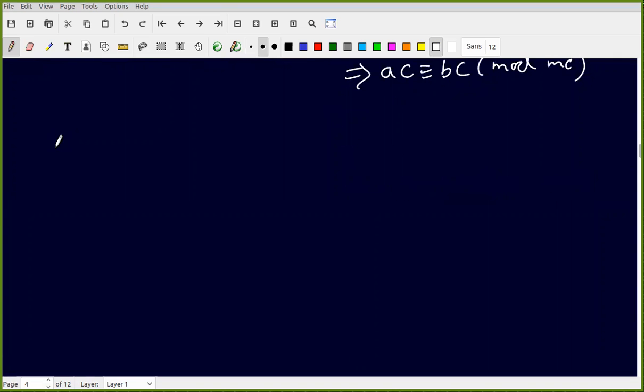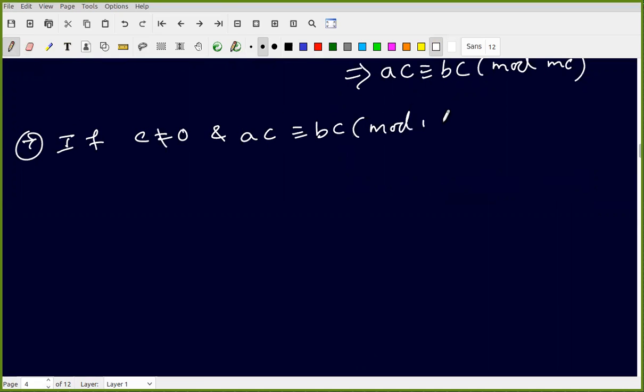The seventh property: if C is non-zero and AC is congruent to BC modulo MC, then that non-zero number can be cancelled from the relation AC and BC, and also from the modulus value. Then A is congruent to B modulo M. So we can cancel a non-zero number throughout the relation.